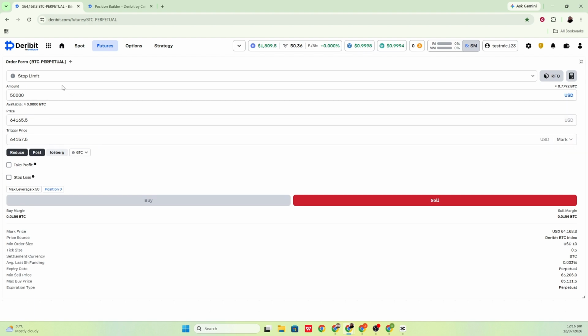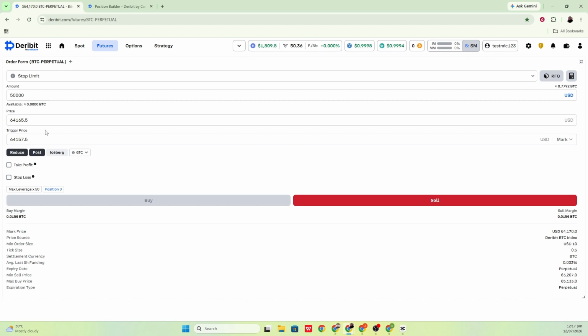This is the highest price you are willing to pay for a long position or the lowest price you are willing to accept for a short position. When setting up a breakout trade, leave a small buffer between the trigger price and the limit price so the order has a better chance of being filled during a fast move. For a buy breakout, place the limit price slightly above the trigger price.